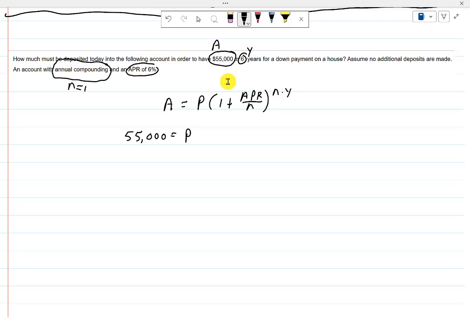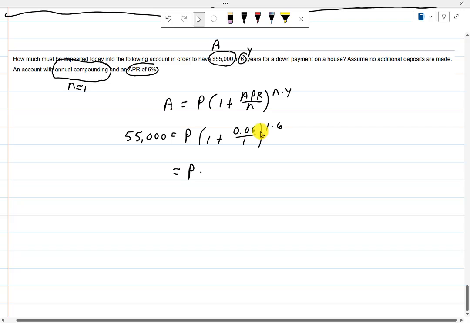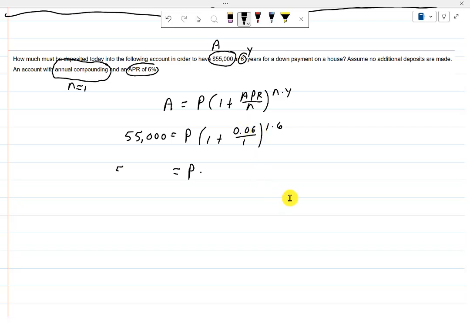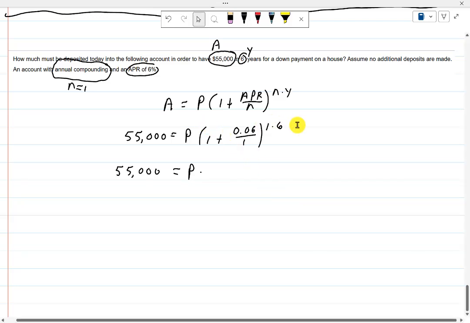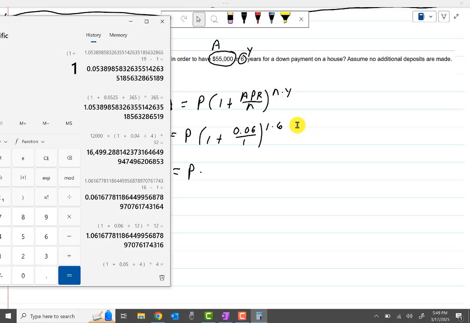So P will be the thing I'm looking for. 1 plus, where's my APR? 0.06 over 1. And I'm going to raise that to the 1 times 6. Now I'm probably just going to do this to 4 decimal places. So I'm just going to do this parenthesis part. So I'll start my parenthesis: 1 plus 0.06 divided by 1. Finish that parenthesis, and then raise that to the 6th power.